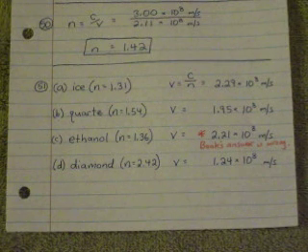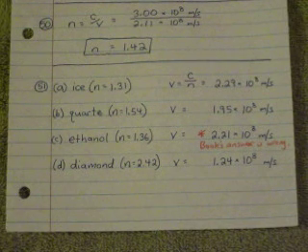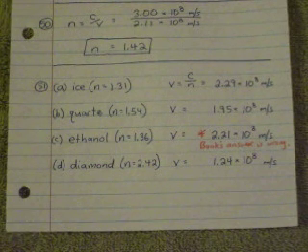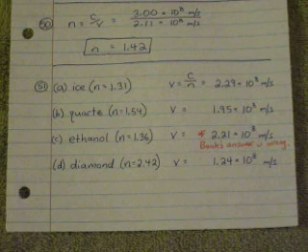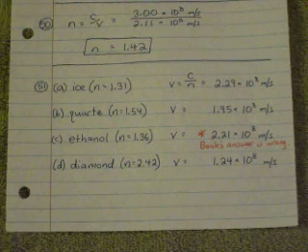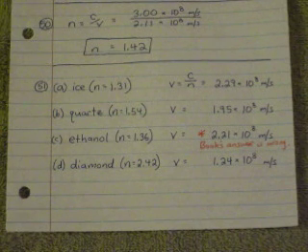Part C in the back of the book is incorrect. The answer for part C, ethanol, is 2.21 times 10 to the 8th meters per second. My guess is that whoever wrote the answer key accidentally made the index of refraction 2.36 instead of 1.36.